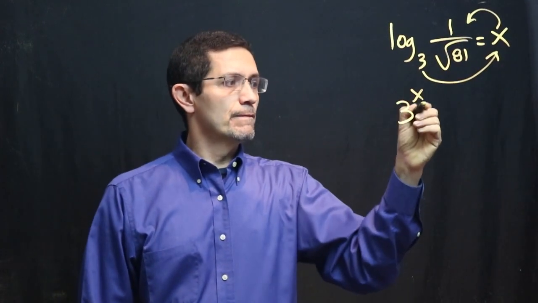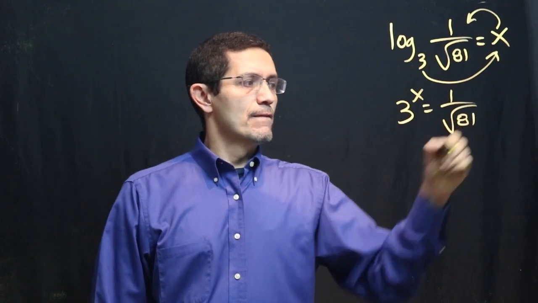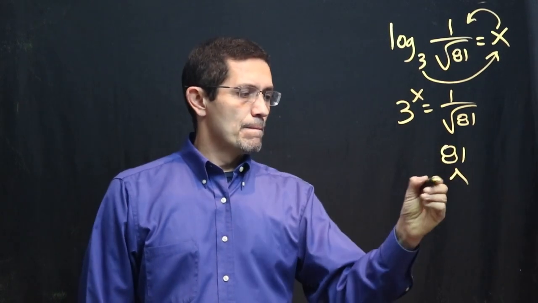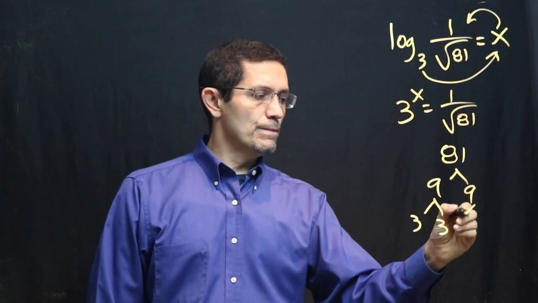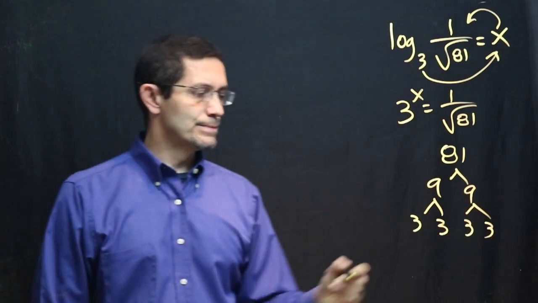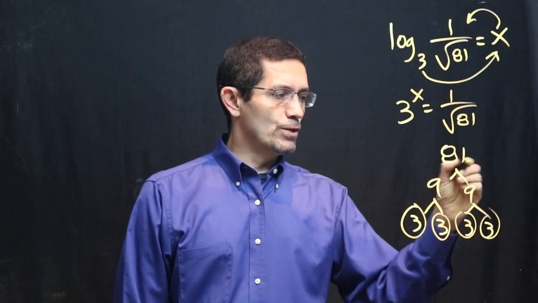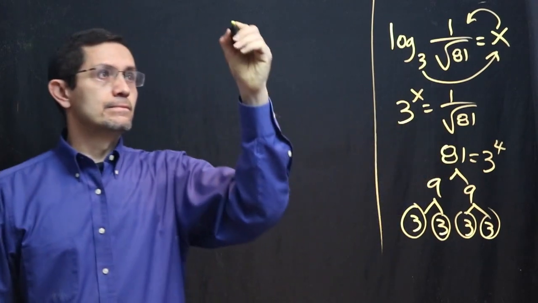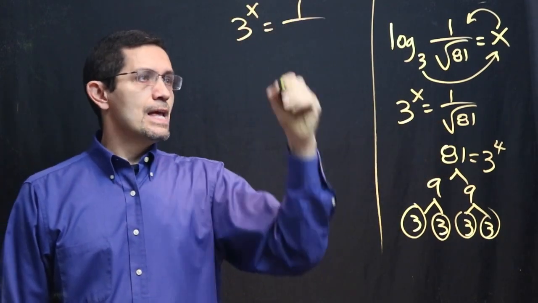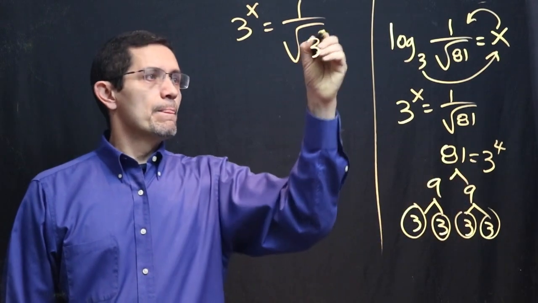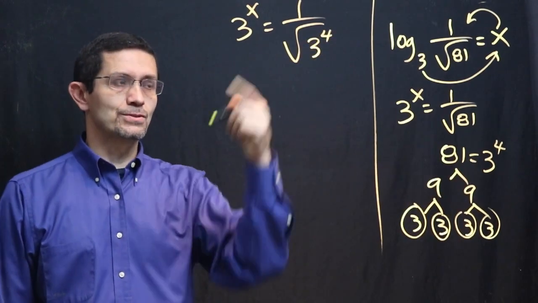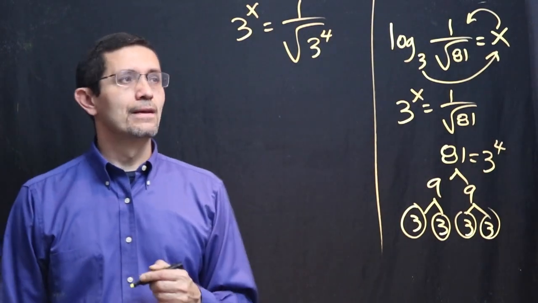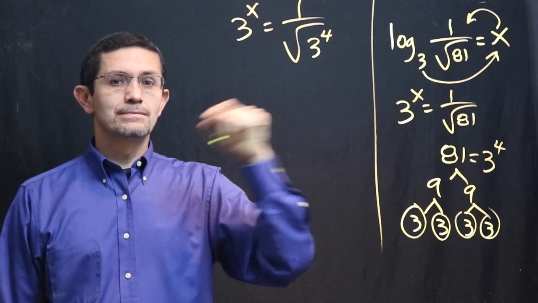3 to the x equals 1 over square root of 81. Right? Break the 81. 9, 9, 3, 3, 3, 3. How many 3's? 81 is the same as 3 to the 4th power. Let's rewrite this whole thing. 3 to the x equals 1 over square root of 3 to the 4th power. Interesting. Oh, come on. Yeah, I didn't notice the 81. That's an easy one, though. But that's fine.